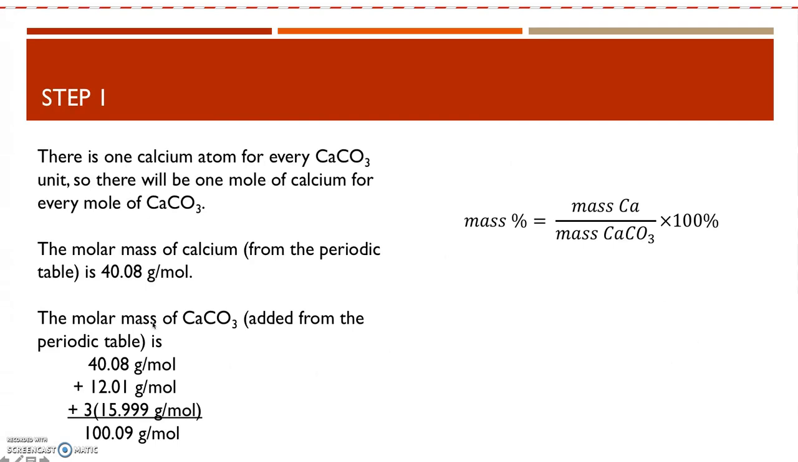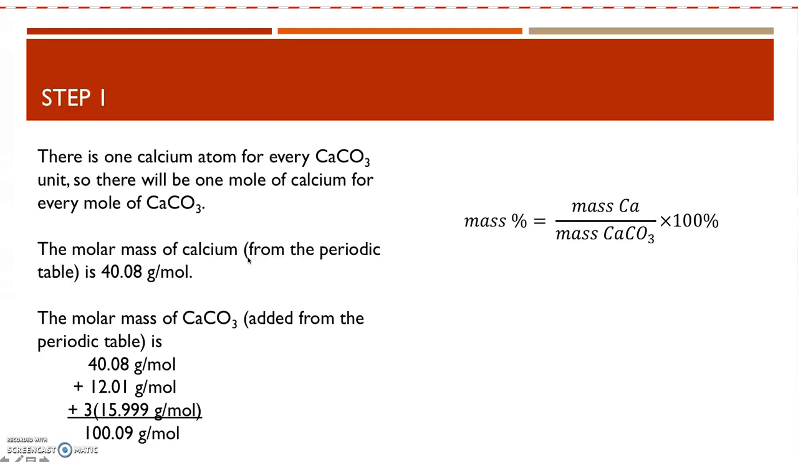So in this step 1, to find the mass percent, we look at the stoichiometry of the molecule itself. If you just look at the subscripts for each one of these atoms, we can see that there's 1 calcium atom for every calcium carbonate unit. So that would mean there's 1 mole of calcium atoms for every 1 mole of calcium carbonate. And so we just need to find the molar mass of calcium and the molar mass of calcium carbonate to plug into this mass percent equation.